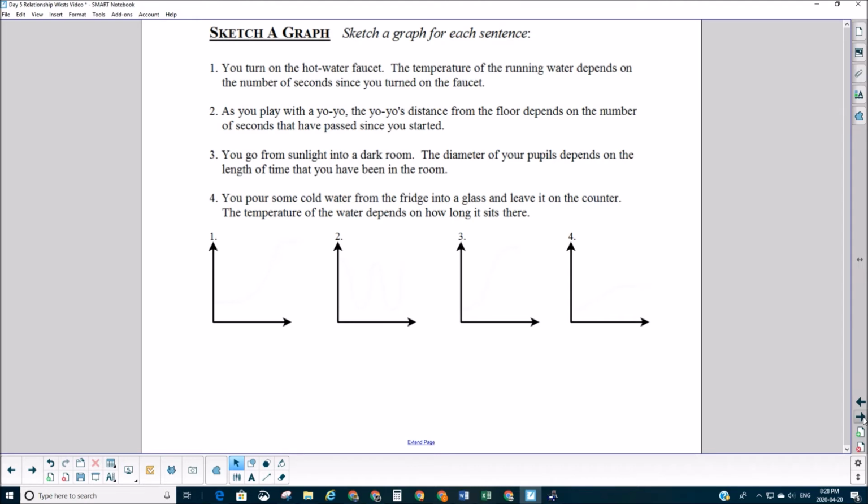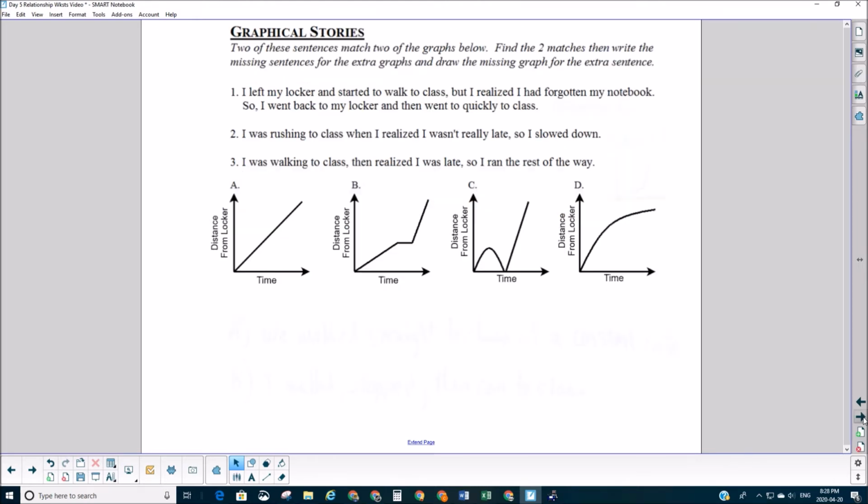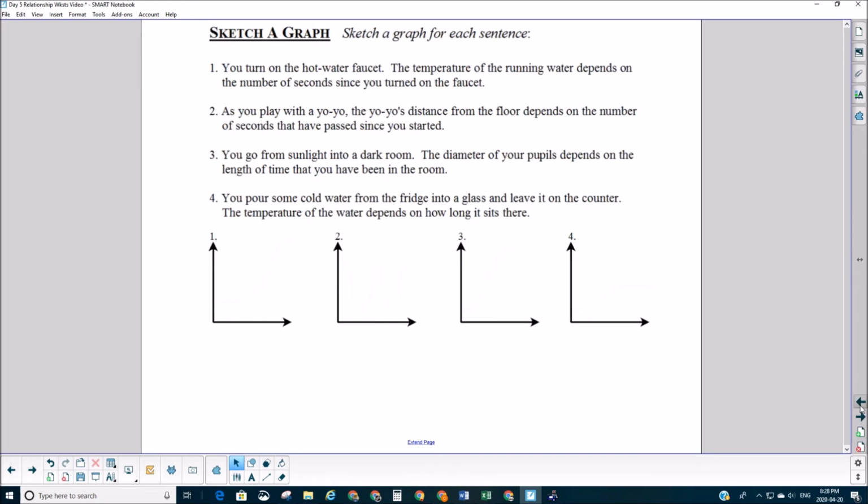If you were looking at it, it has this on the top half, sketch a graph, and this at the bottom where you're doing graphical stories. So first, let's go back and look at this one. I'd like you to try this on your own. So you're going to pause the video in a second, and you're going to try this. Now, obviously, you don't have to make this fancy. You don't have to print out this worksheet. You can just, on a scrap piece of paper, draw these axes, read the description, and draw what you think the graph will do.